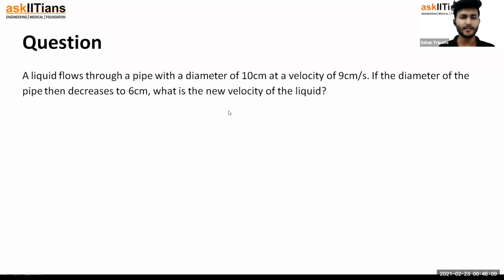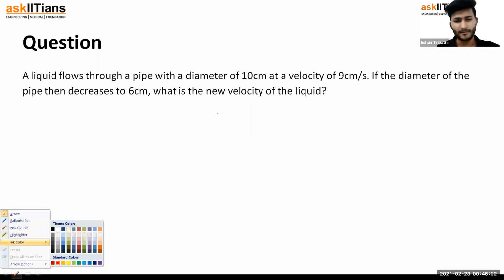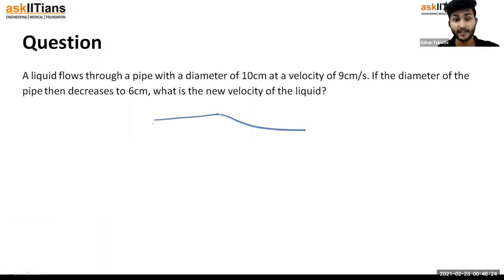So let's see this. A liquid flows through a pipe of diameter 10 centimeter with a speed of 9 centimeters per second. If the diameter of the pipe then decreases to 6 centimeter, what's the new velocity of the liquid? So pretty simple question, nothing much in this. Let's try this. Let's draw the pipe. It's becoming thinner because earlier the diameter was 10 centimeter. Now it's only 6 centimeter.